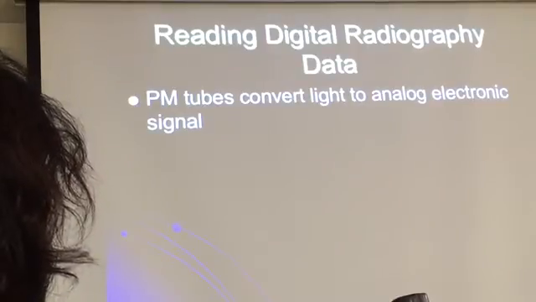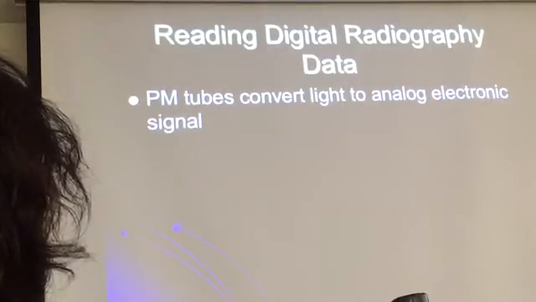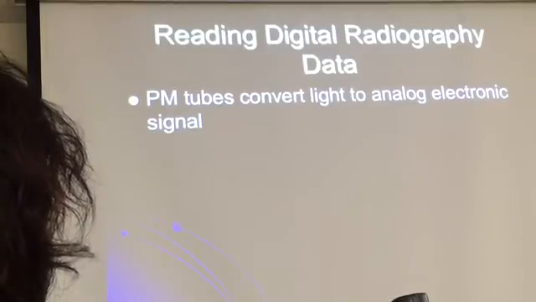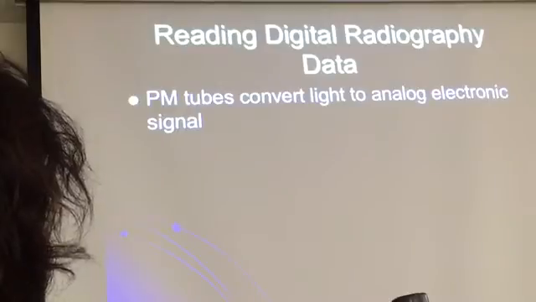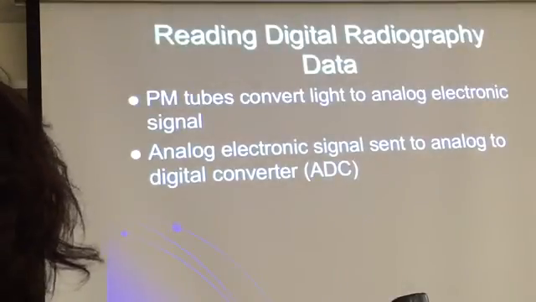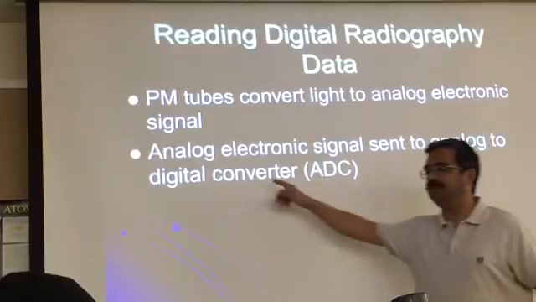The photomultiplier tubes convert light to an analog electrical signal. It's still not a digital signal, it's an analog signal. So it's an electrical current. That's what you have, a whole bunch of electrons. The analog electrical signal is sent to an analog digital converter.